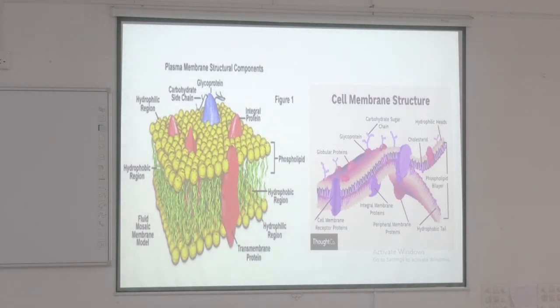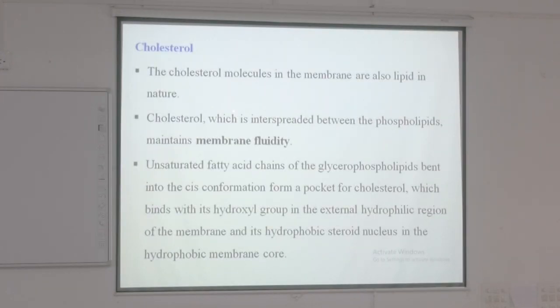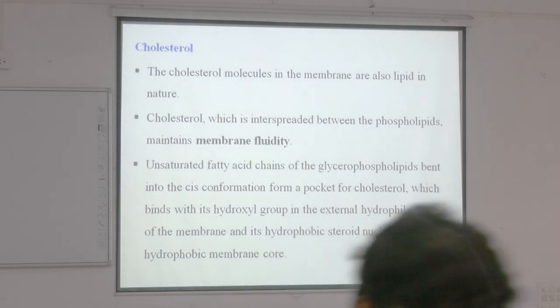Now these are the structures. Cholesterol is mainly important for maintaining the fluidity of the membrane; it is interspersed between the phospholipids. Unsaturated fatty acid chains of glycerophospholipids bend in cis conformation and form a pocket for cholesterol, which binds through its hydroxyl group in the external hydrophilic region of the membrane, with its hydrophobic steroid molecule in the hydrophobic membrane core.